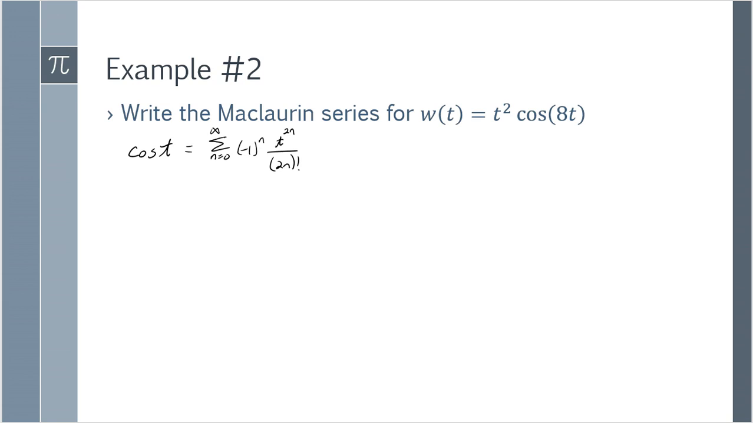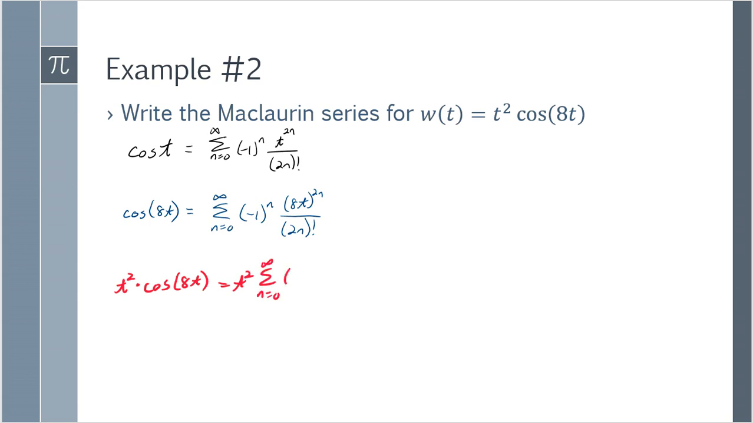But then it's not the cosine of t, it's the cosine of 8t. So that just means replace t with 8t. So I now have the series where n goes from 0 to infinity, -1 to the n, the quantity 8t to the 2n over the quantity 2n factorial. But then I need to multiply that by t squared. So I have t squared times the cosine of 8t is going to be t squared times the series where n goes from 0 to infinity, -1 to the n, quantity 8t to the 2n over the quantity of 2n factorial.